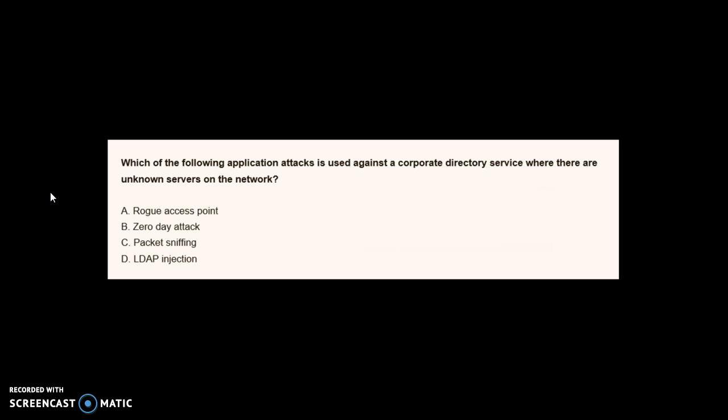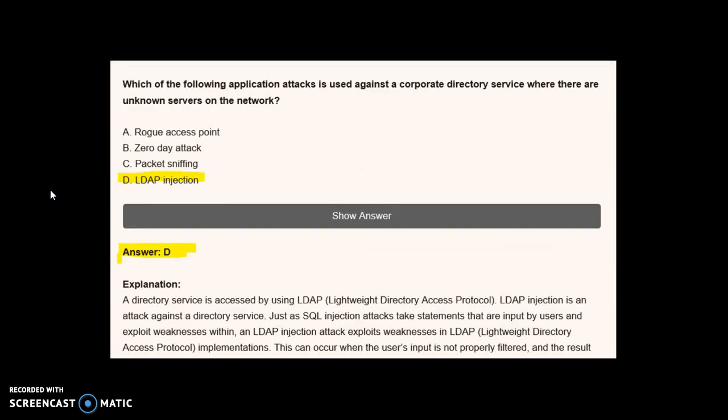Which of the following application attacks is used against a corporate directory service where there are unknown servers on the network? D. LDAP injection. A directory service is accessed using LDAP, Lightweight Directory Access Protocol. LDAP injection is an attack against a directory service. Just as SQL injection attacks take statements that are input by users and exploit weaknesses within, an LDAP injection attack exploits weaknesses in the Lightweight Directory Access Protocol implementations.